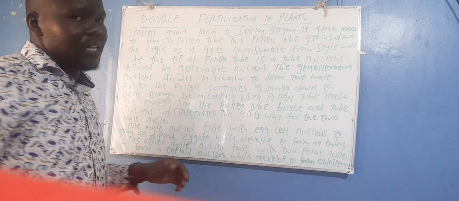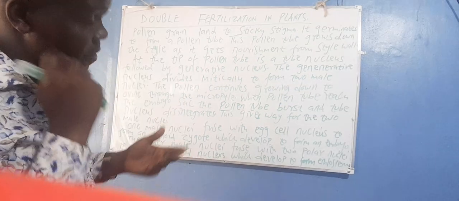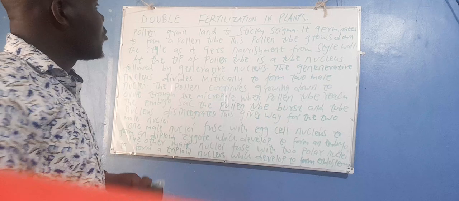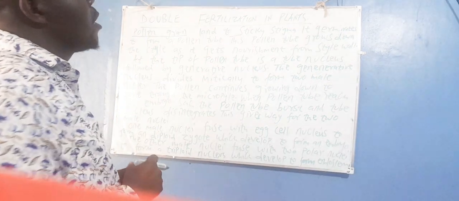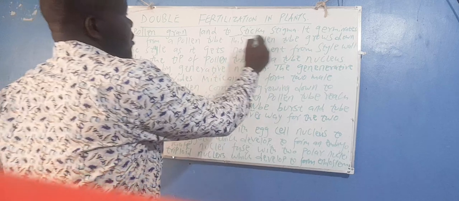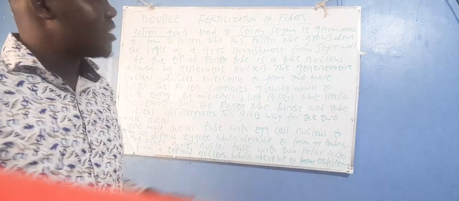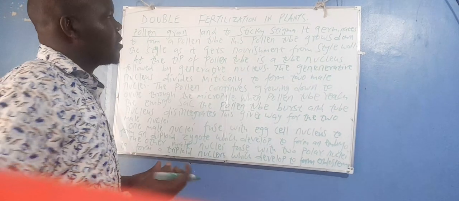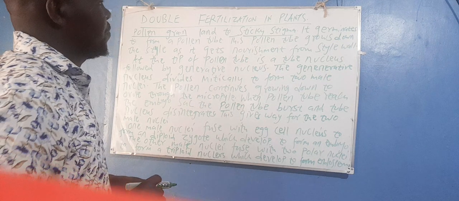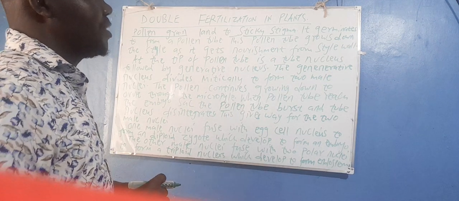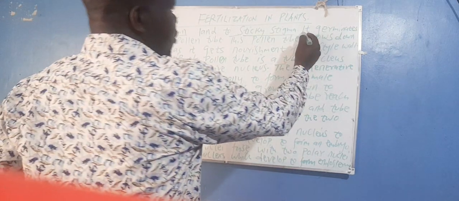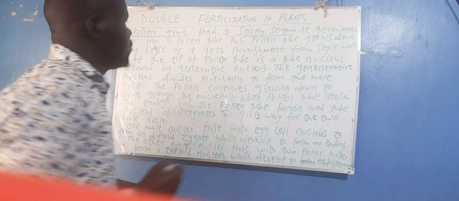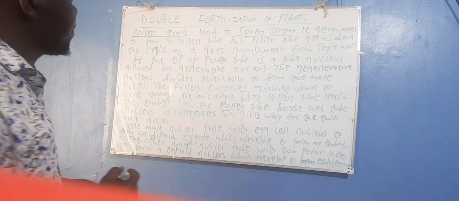Double fertilization happens in the flowering plants, whereby the pollen grain, which is from the anthers, will land onto the stigma. The stigma will produce a sticky substance that will make the pollen grain sticky. When it sticks on the stigma surface, the pollen grain will germinate to form a pollen tube.